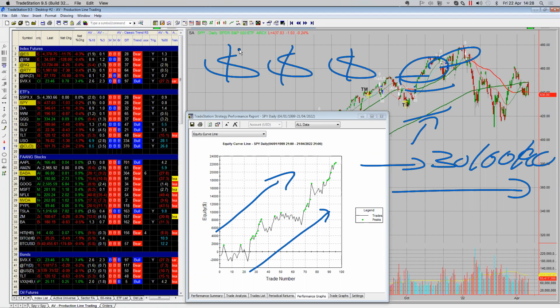I'm going to step off my soapbox for a moment. Does this make sense, folks? Holler back at me. Pop a comment in the chat box. Does it make sense what we're talking about here? This is what systematic trading looks like. Take the discretion out, put rules in, and see if they're profitable.